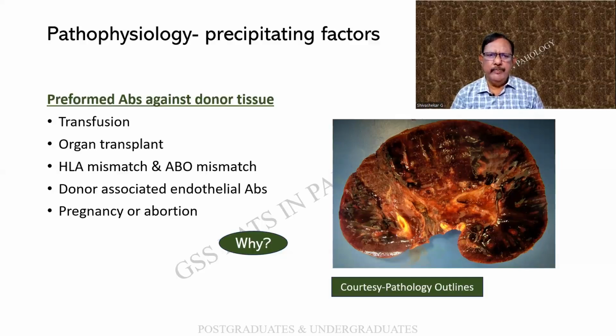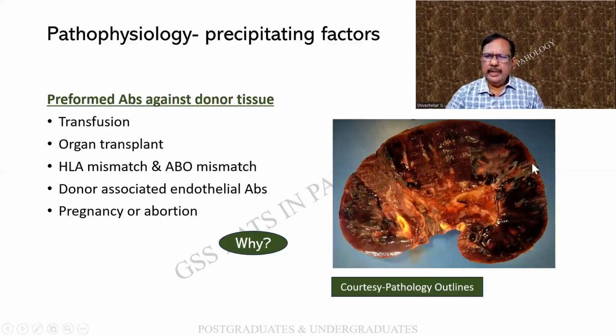the same organ. Three, a HLA mismatch, and also strangely ABO blood group mismatch. And obviously you find that several of the patients would have already undergone some blood transfusion. Donor-associated endothelial antibodies and other procedures such as pregnancy, abortion, etc. also pave way. So this is a very important list that you people shall and will remember.